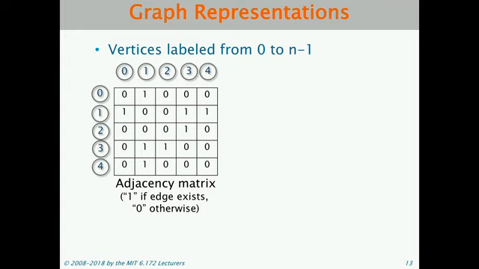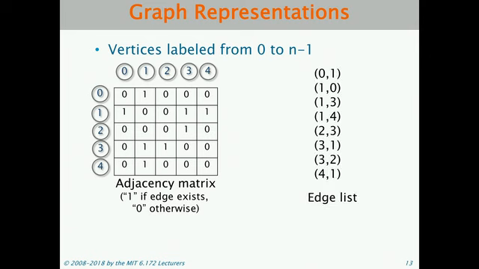This is going to be an n by n matrix, and there's a 1 bit in the ith row and jth column if there's an edge that goes from vertex i to vertex j, and 0 otherwise. Another way to represent a graph is the edge list representation, where we just store a list of the edges that appear in the graph. We have one pair for each edge, where the pair contains the 2 coordinates of that edge.